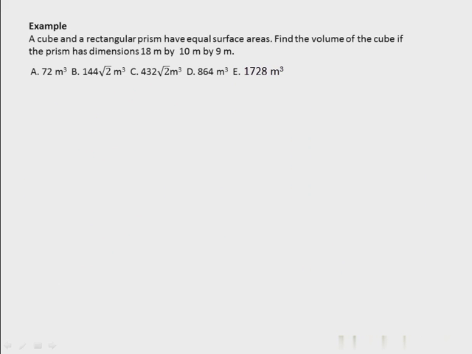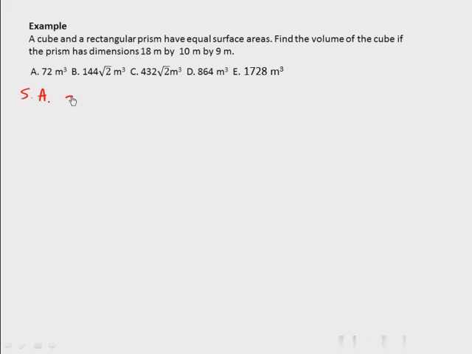A cube and a rectangular prism have equal surface areas. Find the volume of the cube if the prism has dimensions 18 by 10 by 9. Firstly, it's given that a cube and a rectangular prism have equal surface areas, and the dimensions of the rectangular prism are given. So let's quickly find its surface area.